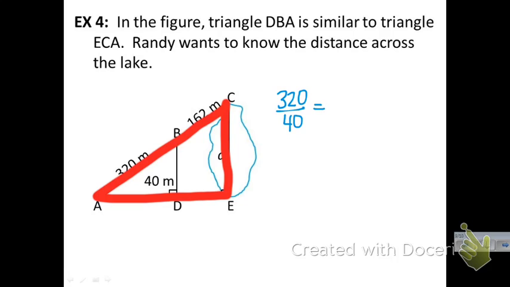So in the bigger triangle, I don't know D. Now D corresponds with the 40, so I know that has to go on the bottom of my fraction. On the top, remember I need the whole length of that side, so I actually have to take 320 plus 162, which gives us 482.